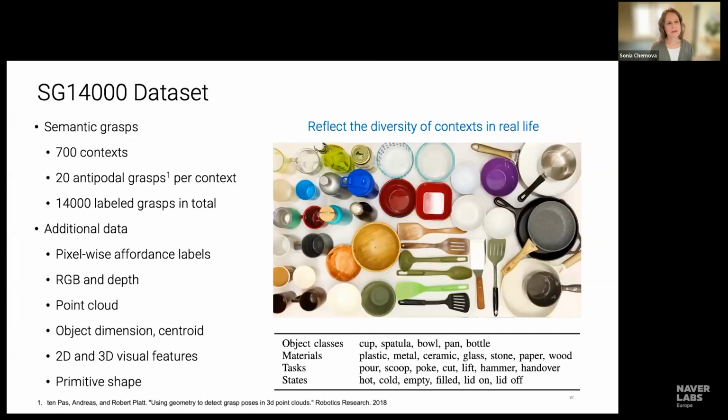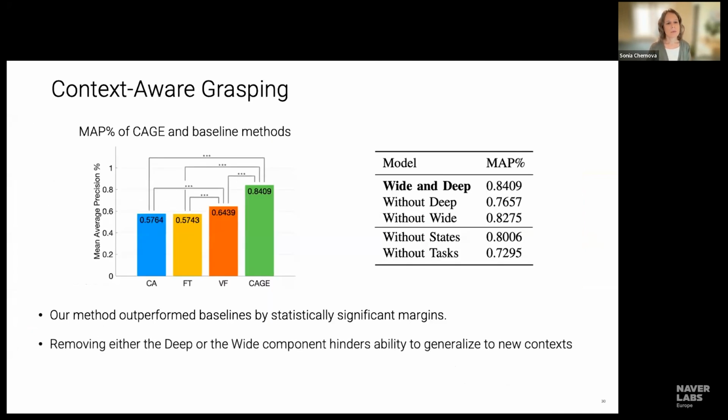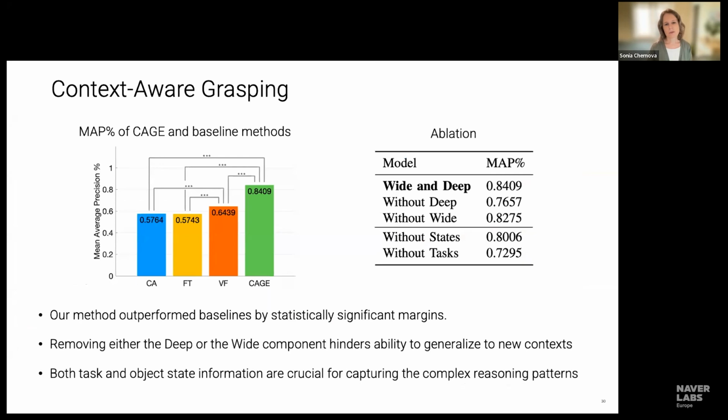All right, to test this, as I said, we collected a huge data set, lots of different objects, and we also had different states: hot, cold, empty, filled, lid on, lid off. We had different materials, including stone, paper, wood, and so on. And we had lots of different tasks, including poking, hammering, handing something, and so on. We held out 30% of the data set for testing, which led to the results that you see here. This is just computational results on 30% of the 14,000 or so grasps.